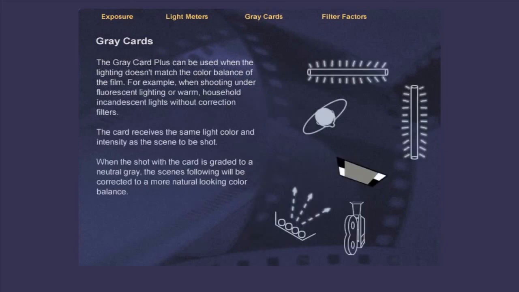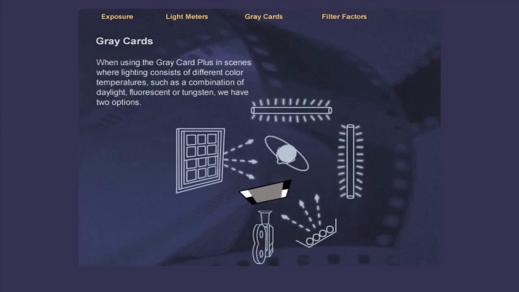The Gray Card Plus can be used when the lighting doesn't match the color balance of the film. For example, when shooting under fluorescent lighting or warm household incandescent lights without correction filters. The card receives the same light color and intensity as the scene to be shot. When the shot with the card is graded to a neutral gray, the scenes following will be corrected to a more natural-looking color balance.